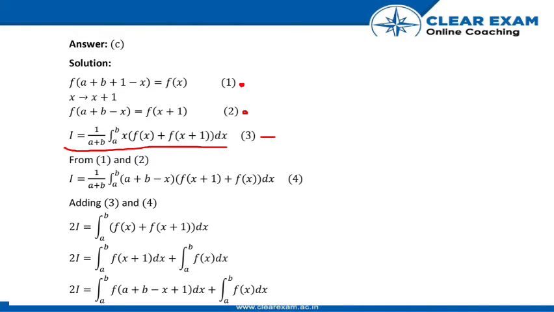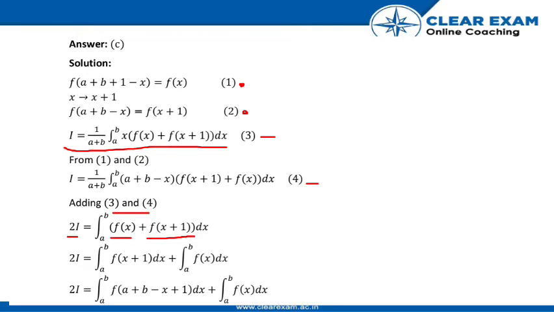So from equation 1 and 2, we put the value of f(x) and f(x + 1). So it will be I is equal to 1 upon (a + b) integration a to b of (1 + a + b - x) [f(x + 1) + f(x)]. So by adding, which will be equation 4, by adding 3 and 4 we get 2I equal to integration a to b of [f(x) + f(x + 1)]. So by separating the integration and doing the two forms separately, we get integration a to b of f(x + 1) dx plus integration a to b of f(x) dx.